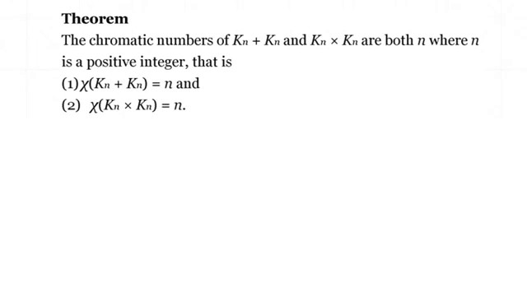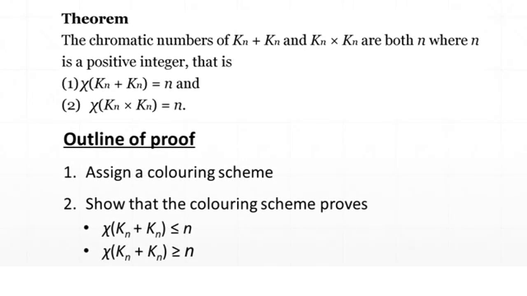Also, the chromatic numbers of the direct sum of Kn and Kn and the direct product of Kn and Kn are both n. Here is the outline of the proof of this theorem. First, assign a coloring scheme that shades all vertices in a systematic way. Then show the coloring scheme proves that the chromatic number of the direct sum of Kn and Kn is smaller than or equal to n and larger than or equal to n. This implies that the chromatic number of the direct sum of Kn and Kn equals n.